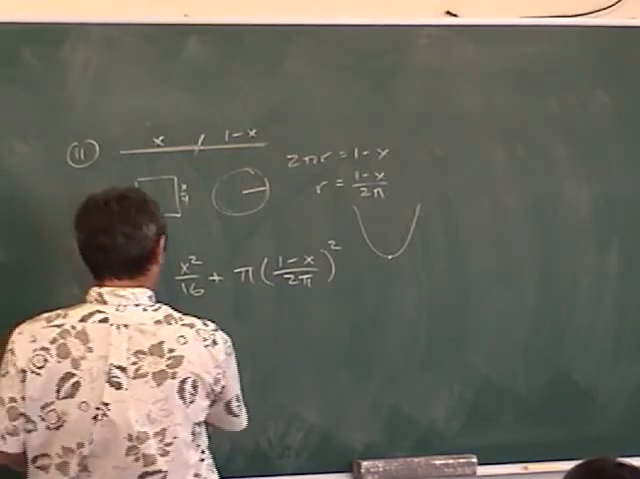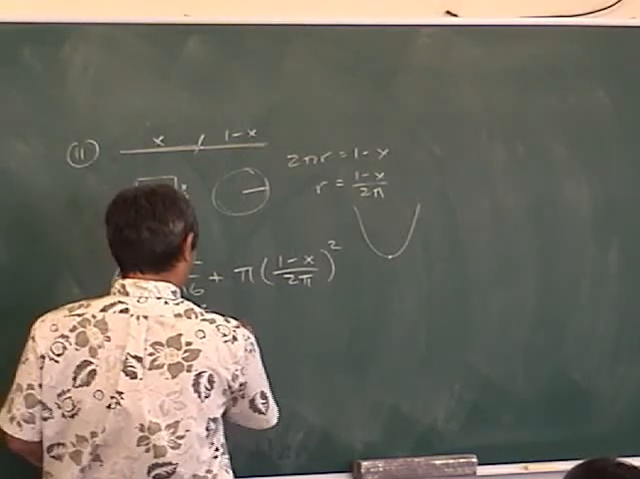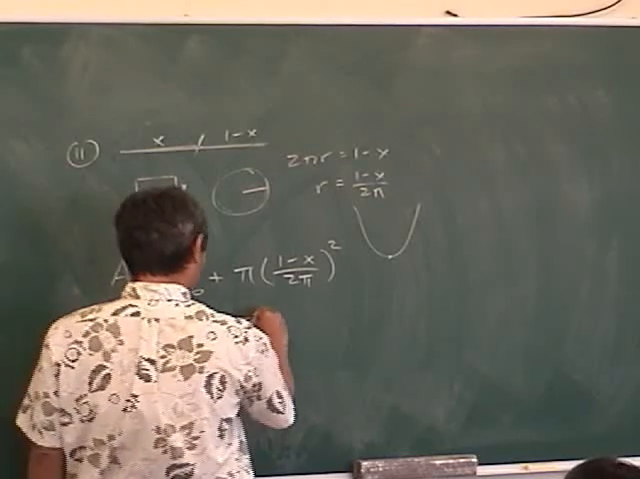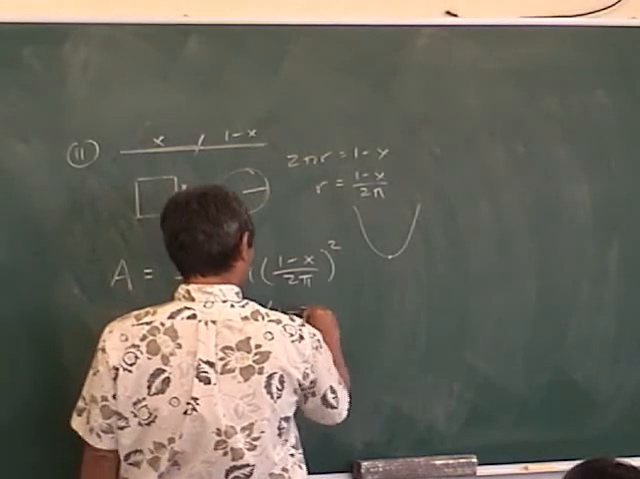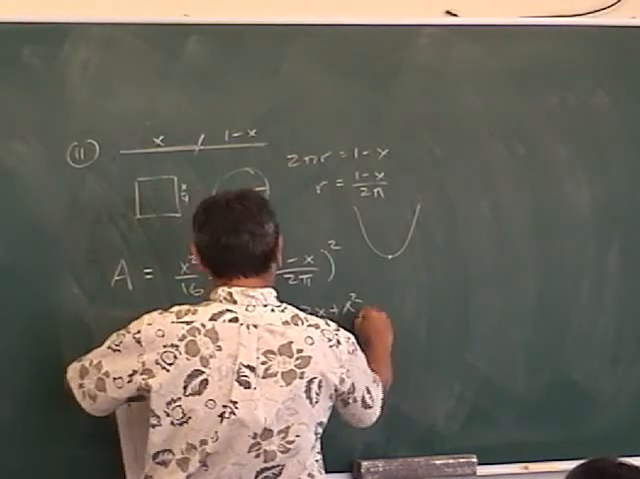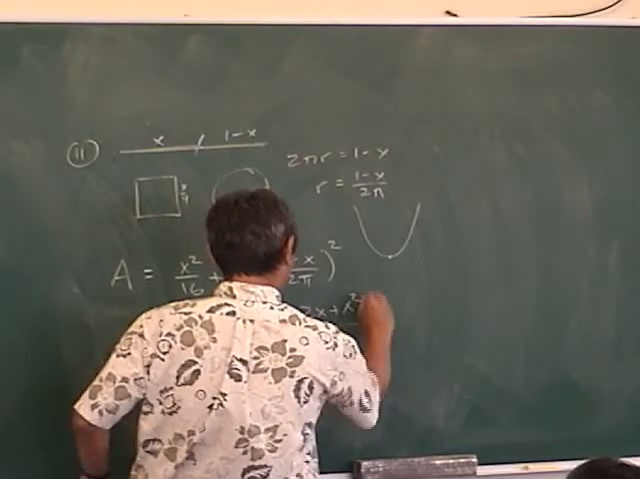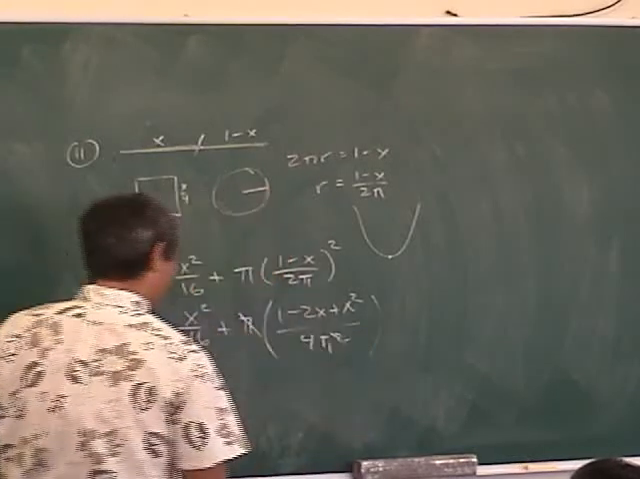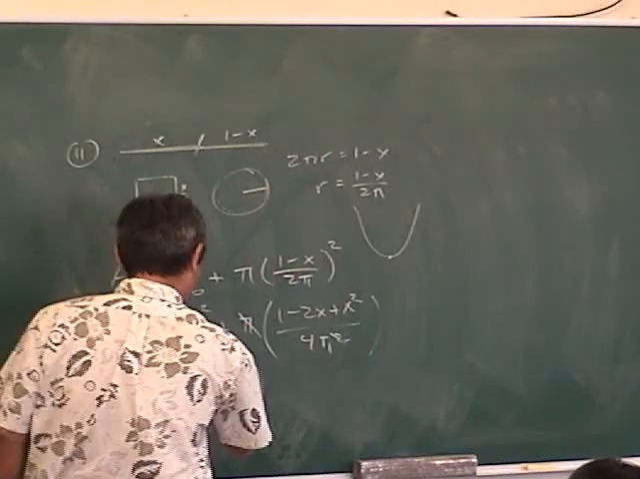Okay, so let's do this. How do you put it in quadratic form, Mr. Park? Well, you have to multiply it out. 1 minus 2x plus x squared all over 4 pi squared, but then this pi cancels that pi. Let's do it, because we're running out of time.